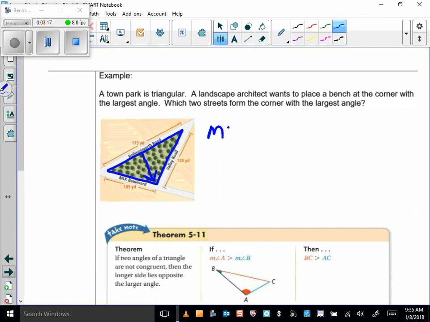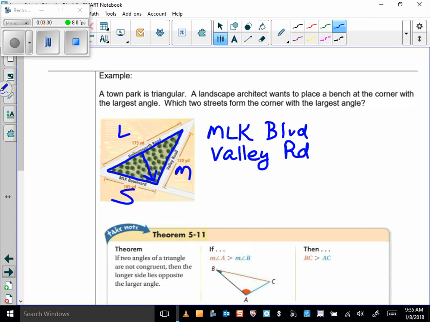So it would be MLK Boulevard and Valley Road, right? Because that's the longest side, this is the medium side, and this is the shorter side. If I wanted to put it at the corner that has the smallest angle, then I would put it at the intersection of Hollingsworth and Valley Road, but that's not what we want. We want it at the largest angle, and so that's how we use that theorem.